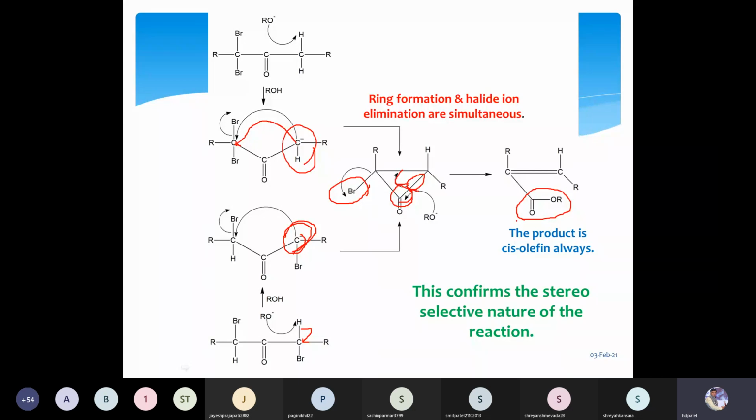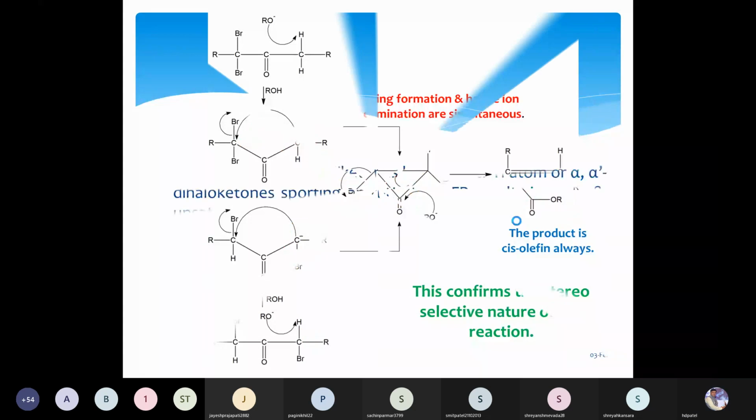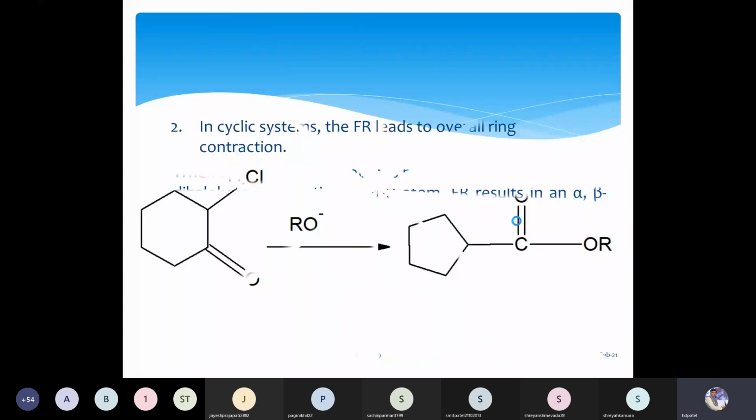So previously we have discussed alpha haloketone open chain compounds. In the alpha haloketone open chain compound, the migration of the group takes place. Then we discussed the cyclic structure. In the cyclic structure, what happens? Ring contraction will take place. Means if you have a 6-member ring, then we will get a 5-member ring containing ester.